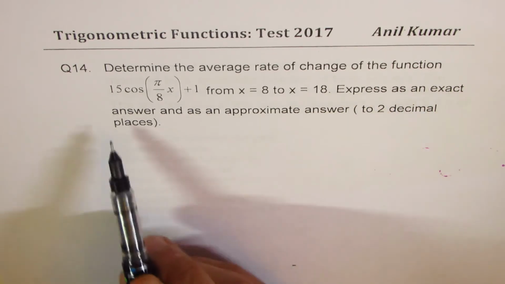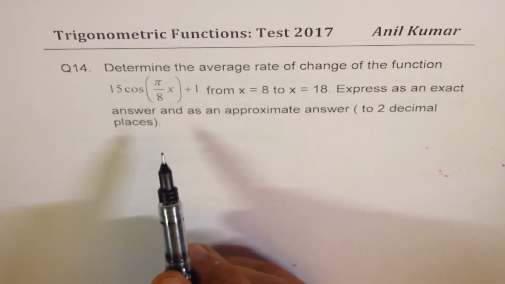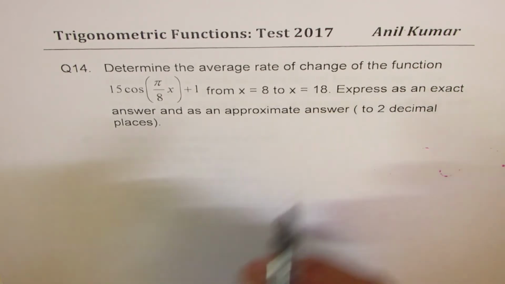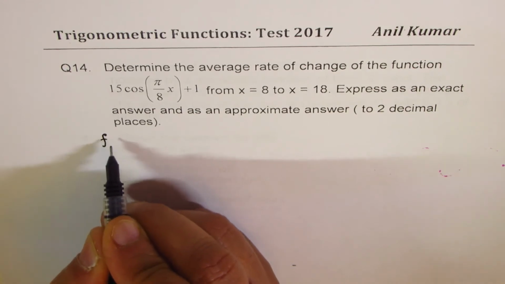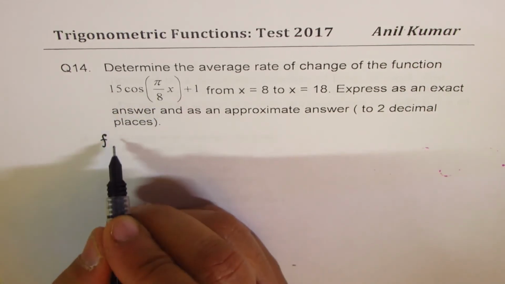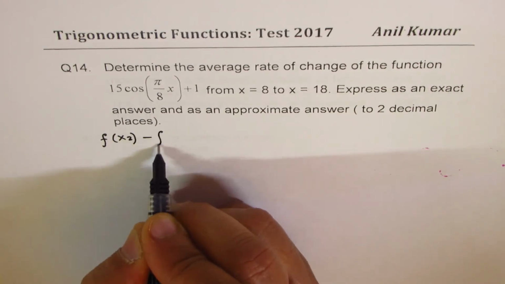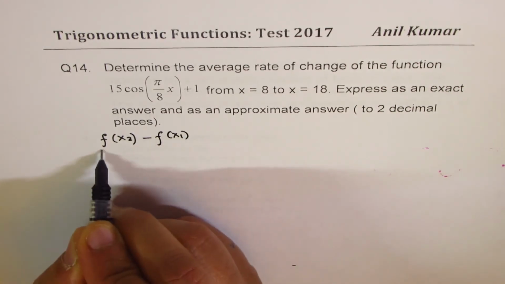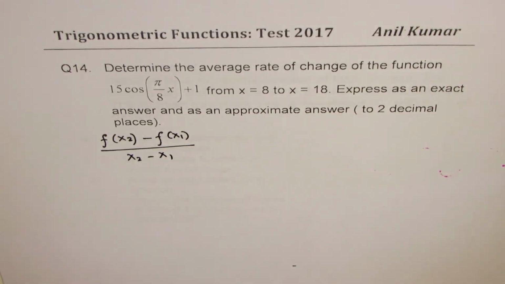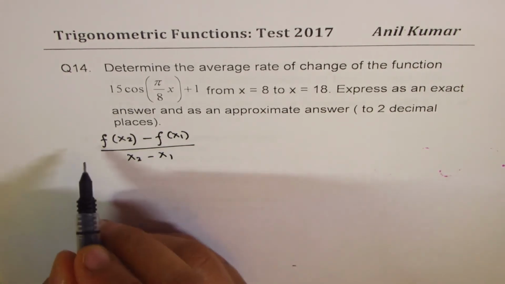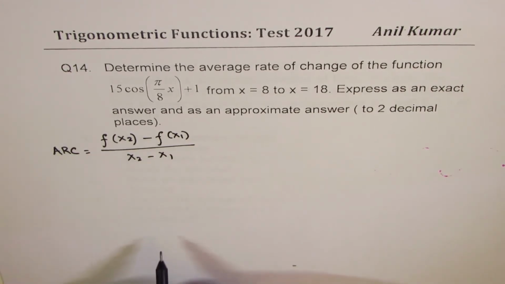Express as an exact answer and as an approximate answer to 2 decimal places. So the average rate of change is f of x2 minus f of x1, divided by x2 minus x1, right? So that is the average rate of change for a given function.